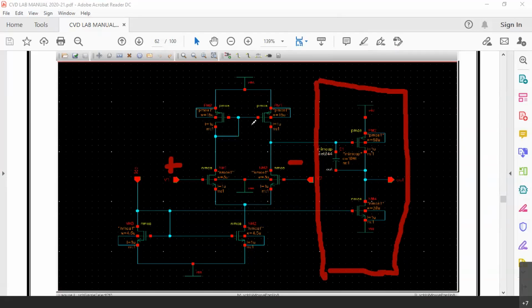Again, by shorting the gate with the drain, we are making VDS equal to VGS and forcing the transistor to work only in the saturation region, preventing it from coming to the linear region. As the gates are connected, there is also the current mirroring concept there. So the left side, whatever you are seeing, is the regular differential amplifier which we had discussed in the last class. Now can anybody tell me what this amplifier at the right side is?